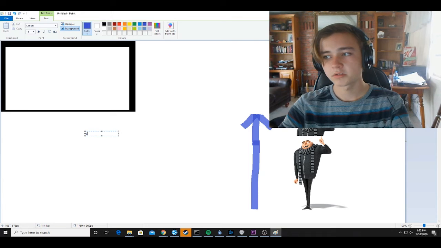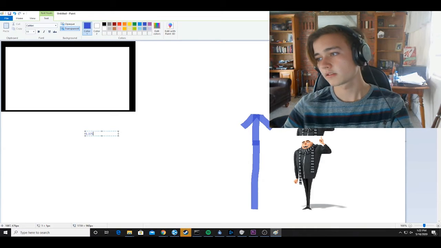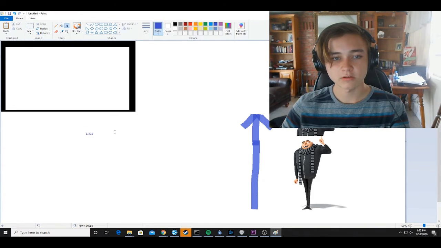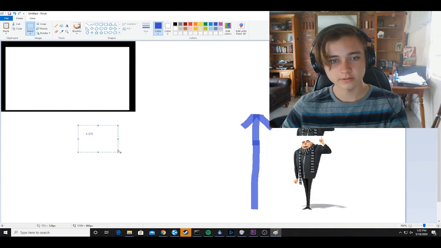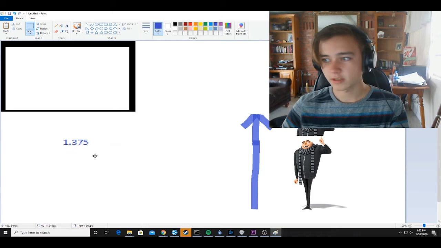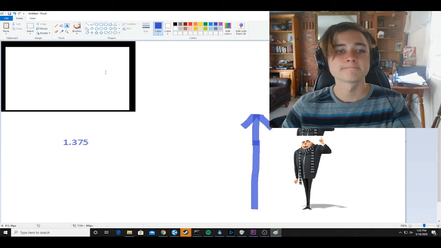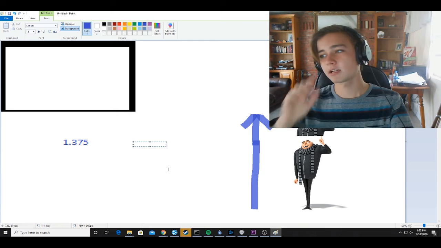So we got 1.375. That's the calculation we made. Let's make that a little bit bigger. Great. So we got 1.375, and then we got times.